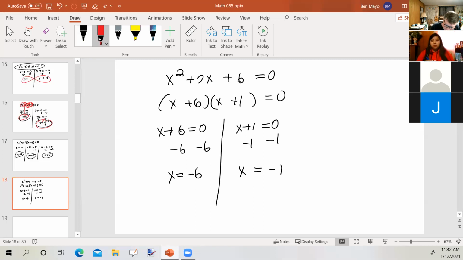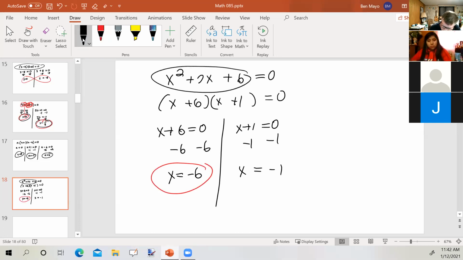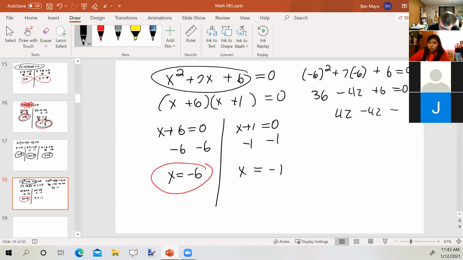Let's check our solutions. Let's take this one and put it in up here. We would get (-6) squared + 7 times (-6) + 6 = 0, replacing each x with -6. Notice I have parentheses around the -6 so that when I square it, the negative is part of the base. -6 times -6 is 36. And then minus 42 plus 6 equals 0. 42 minus 42 equals 0. 0 equals 0. So it checks.